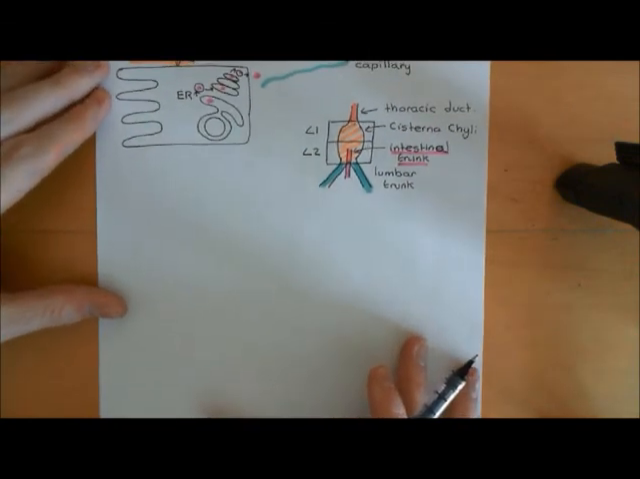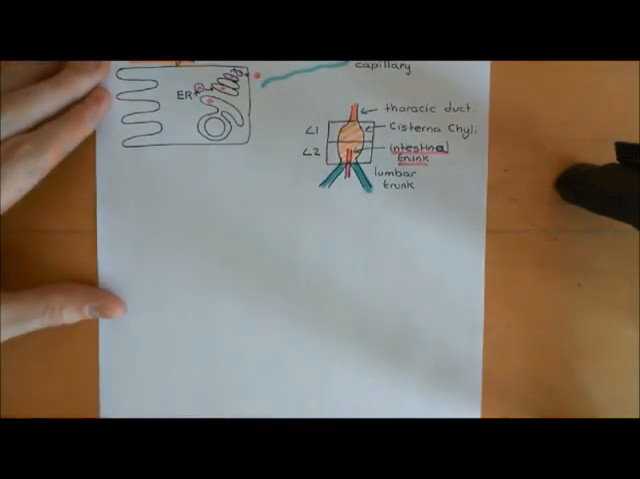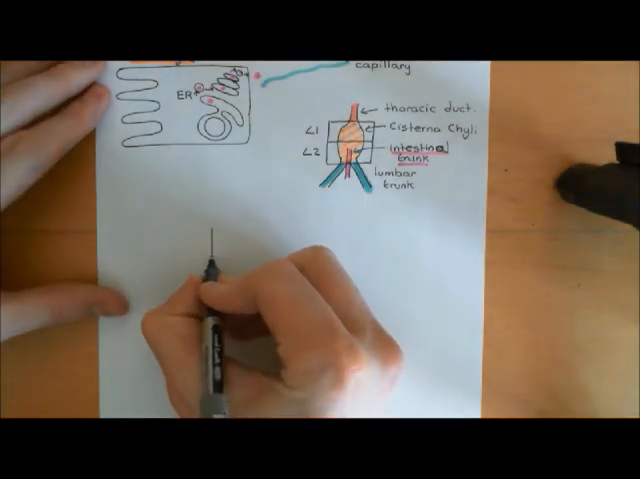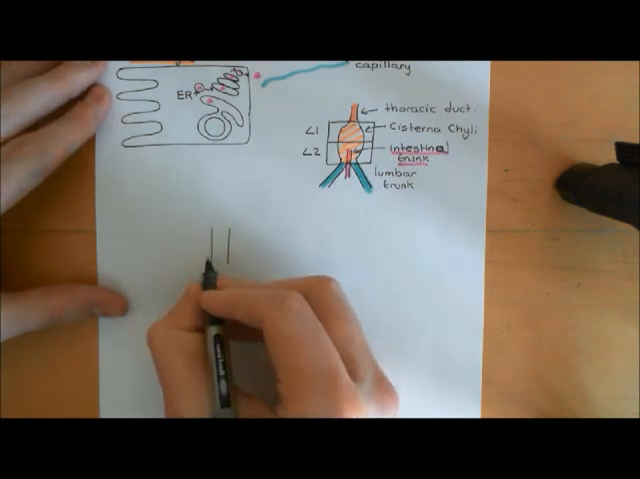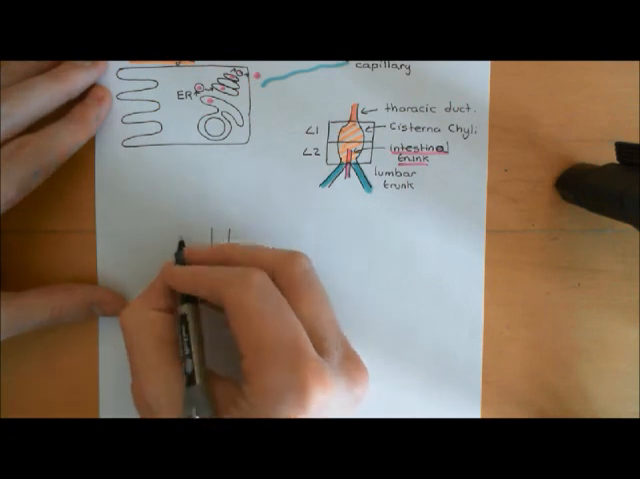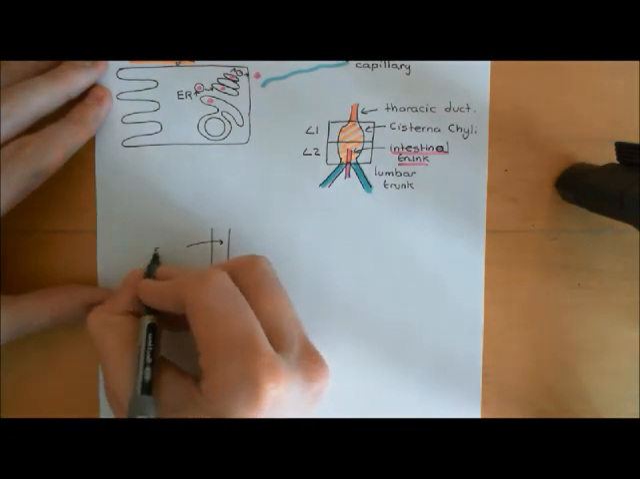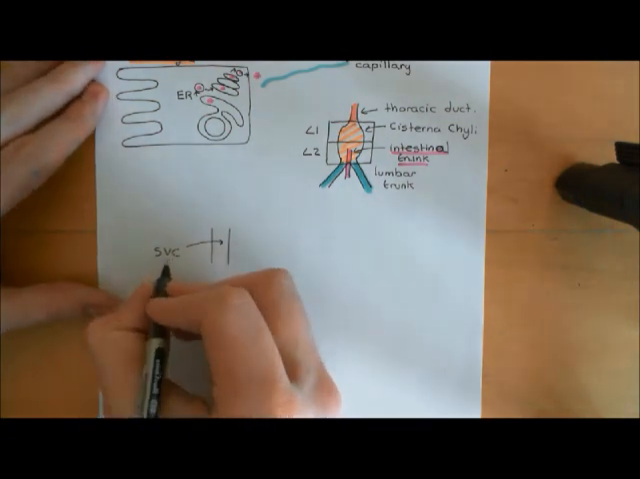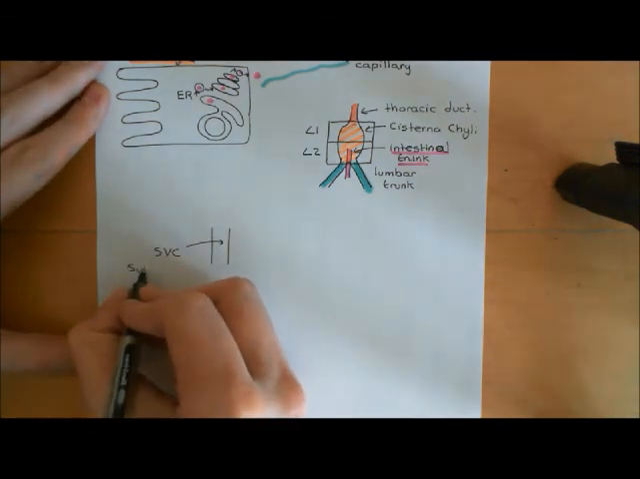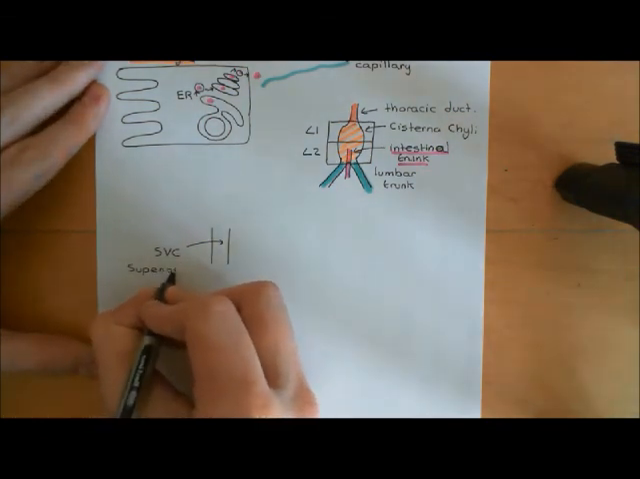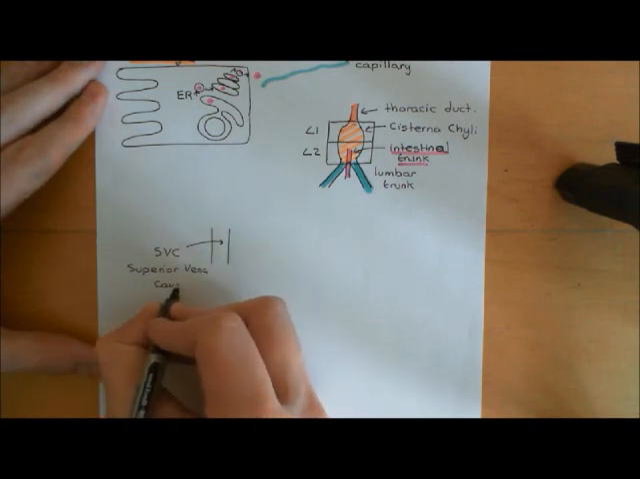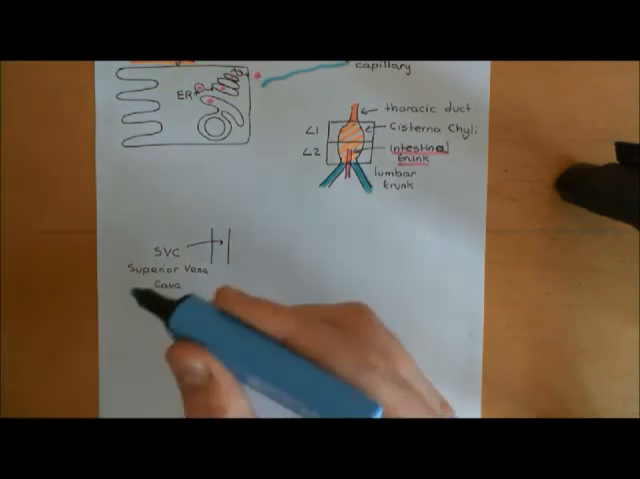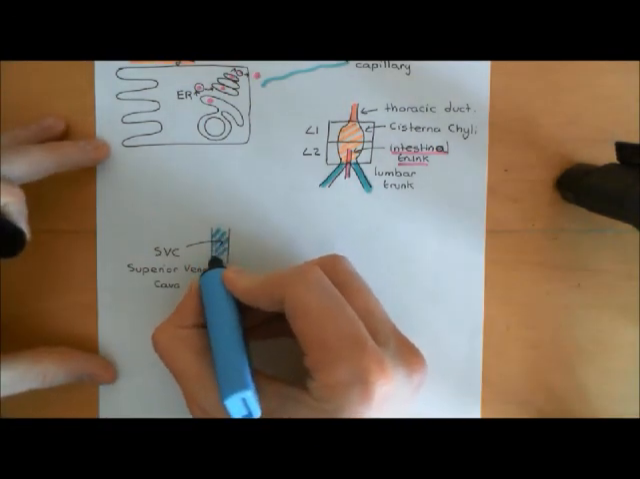So for this we need to draw the massive great veins that all join together to form the superior vena cava. At the top of the thorax, you have the superior vena cava, which will be going into the right atrium. I will label this as the SVC, which stands for, well, I should probably write it out in full: the superior, that's the S, and then the V is for vena, and the C is for cava. We'll colour in the superior vena cava in blue here.